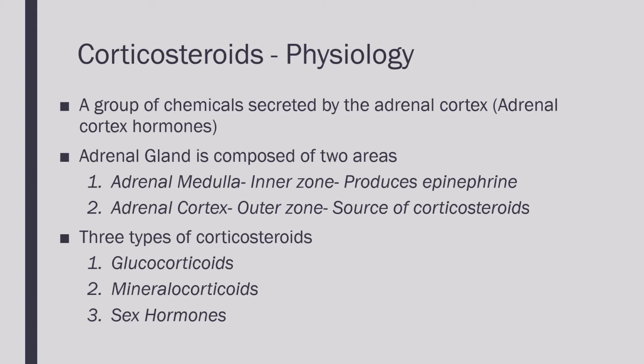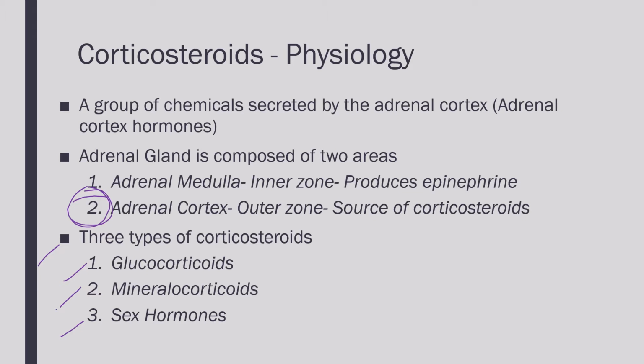There are three types of corticosteroids, which is this next one here. These three types of corticosteroids are produced at the adrenal cortex, which is this part here, number 2. It sounds like you need to know all three of these, and you do. There's the glucocorticoids, the mineralocorticoids, and the sex hormones. So those are the three that you need to remember.